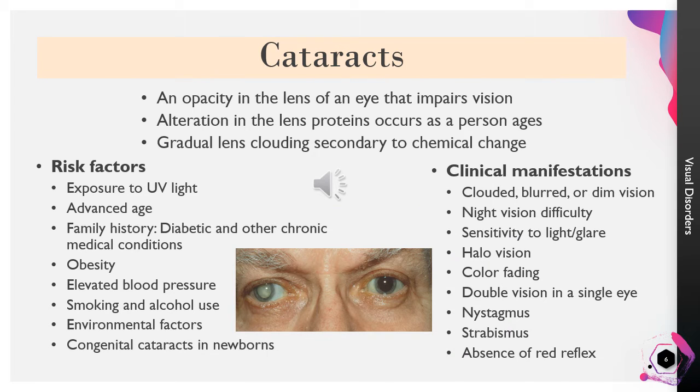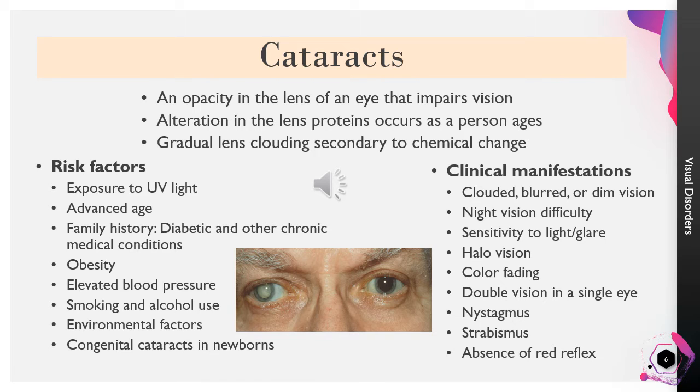A cataract is an opacity in the lens of an eye that impairs vision. Cataracts occur as a result of alterations in lens proteins as a person ages. The lens will gradually become cloudy, secondary to chemical changes. Some risk factors for cataracts include UV light exposure, advanced age, family history of cataracts, or family history of diabetes or other chronic health problems, obesity, elevated blood pressure, smoking and alcohol use, along with environmental factors. These are all other risk factors for cataracts.